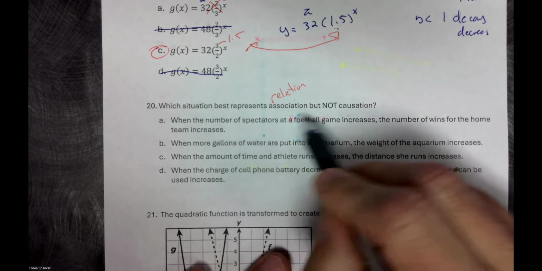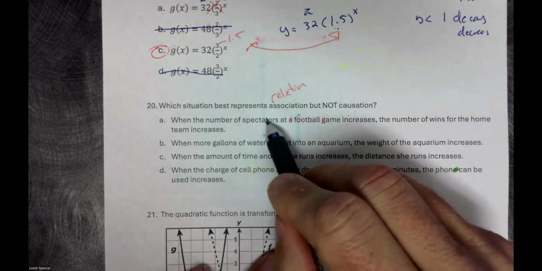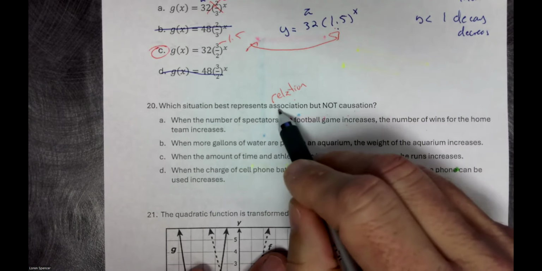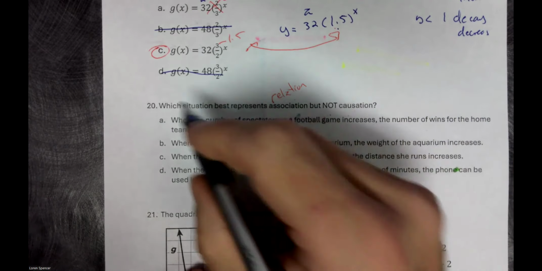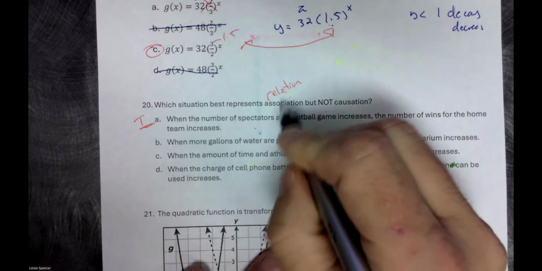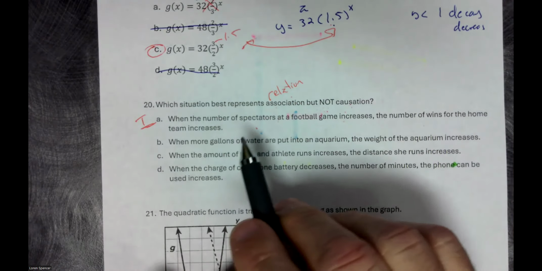No. So the number of spectators does not cause the team to win. There is a relationship because we like to go to watch winners, but it does not cause it. So there is an association, but not a causation. So this looks pretty good. There's a relation, but the number of spectators does not cause the team to win.